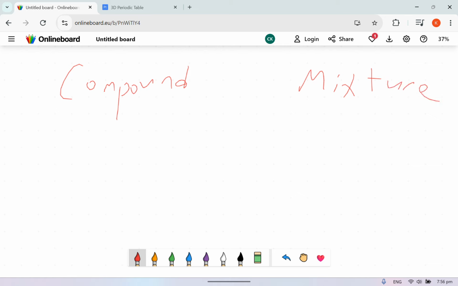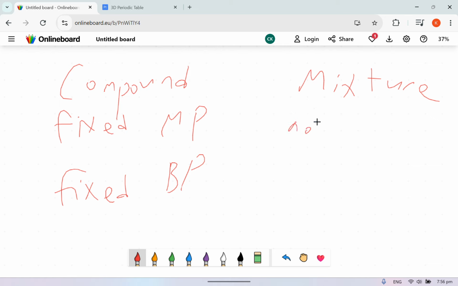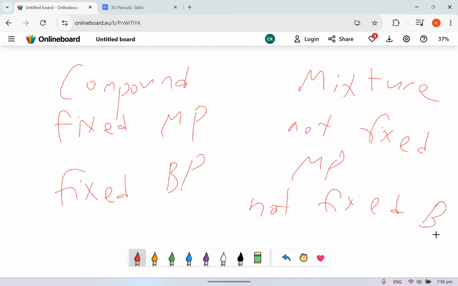Now, a compound has a fixed melting point, fixed boiling point. Okay, mixtures don't, not fixed, because mixtures are impure, and we'll learn this in the chapter of solutions and suspensions. But it doesn't matter for now. Fixed melting point, fixed boiling point.